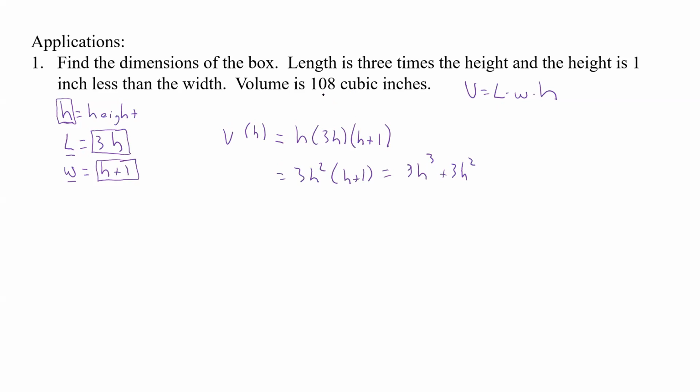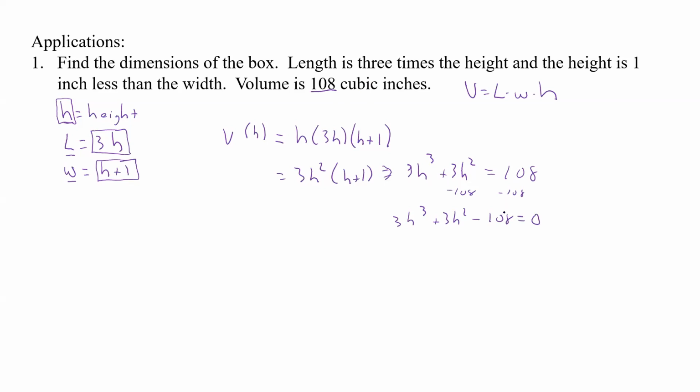And then what do we know about it? Well, that's equal to 108. Okay, so if that equals 108, now we have our equation. And as with most of our polynomials, we want all the terms on one side. So if we subtract 108, we have 3h cubed plus 3h squared minus 108 equals 0.